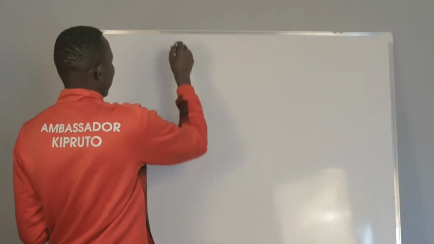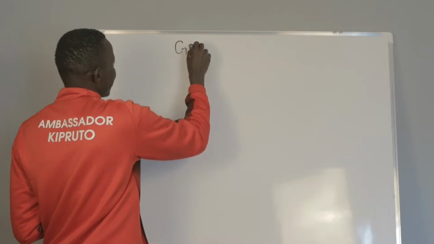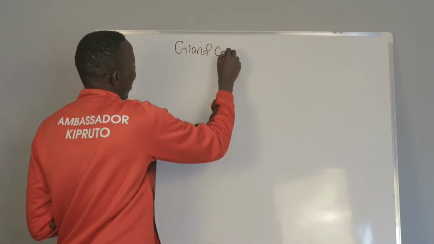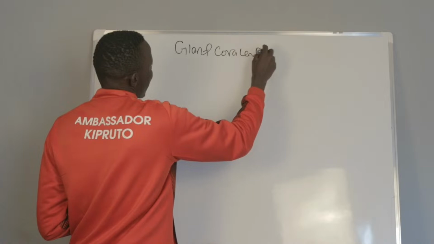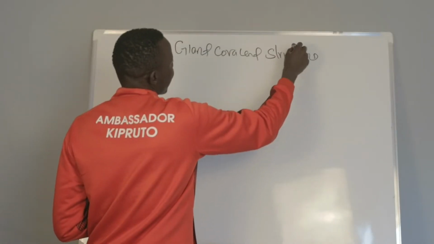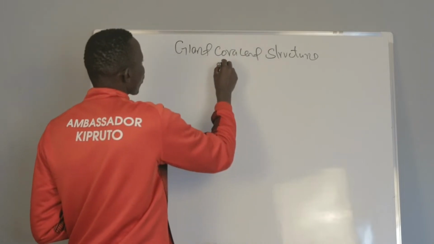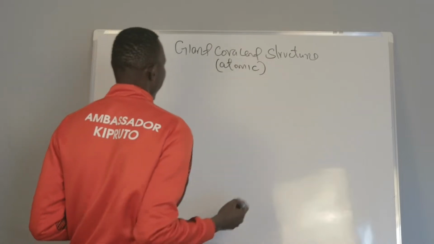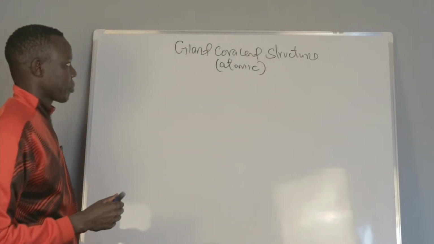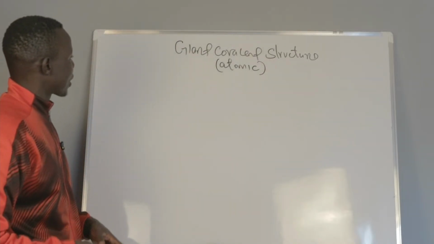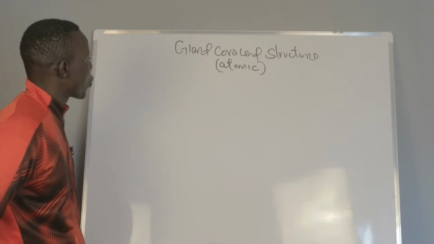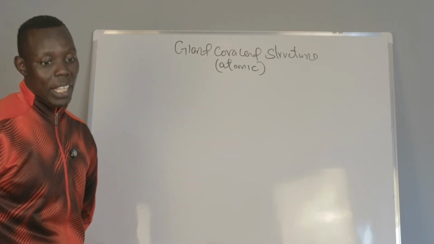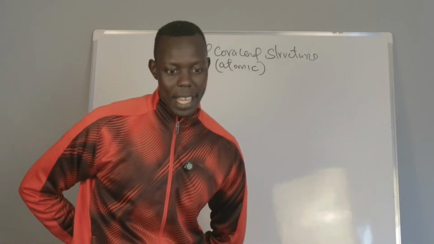So we are looking at the giant covalent structure. It is also called giant atomic structure. So anytime you hear giant covalent structure, know they are talking about giant atomic structure. Are you together?